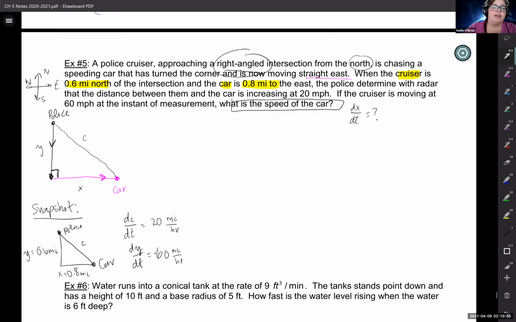We have to have a relationship between y, x, and c. Well, you guys know how to do that. It's just the Pythagorean theorem. We know x squared plus y squared is equal to c squared. It's a right triangle, and this is true of all right triangles. How the sides relate to each other is the Pythagorean theorem. So we have a relationship. We need to take the derivative with respect to time.